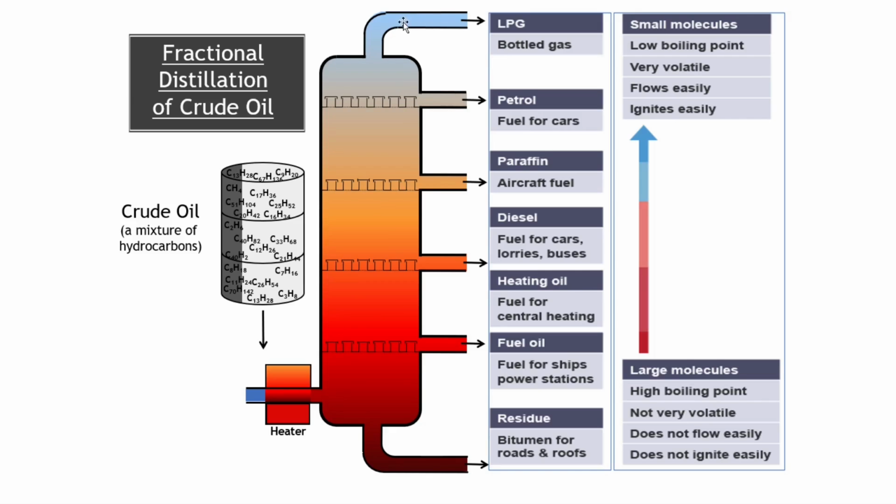So if we have a little look at the column, there's lots of different exits on the column where we're getting out our different fractions. At the top we'll get our bottled gas or methane gas, petrol, then paraffin, diesel, etc., all the way down to stuff at the bottom called residue or bitumen, which is used for tarmacking roads. Now you'll be glad to know that you don't need to remember all of the different fractions coming out of this column, and you don't need to remember the uses for the fractions.